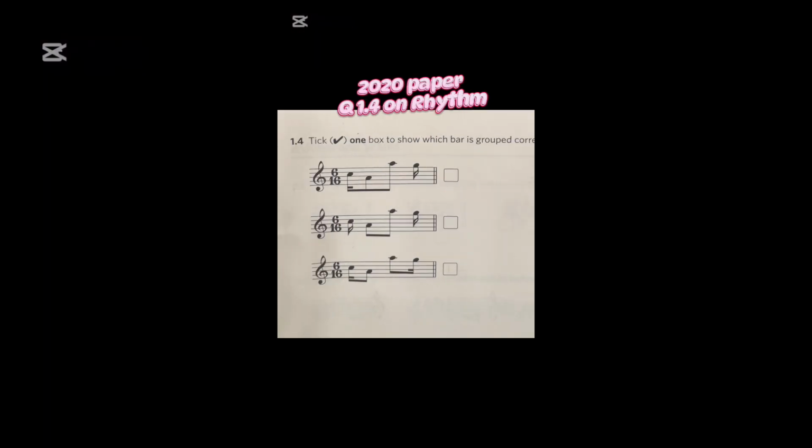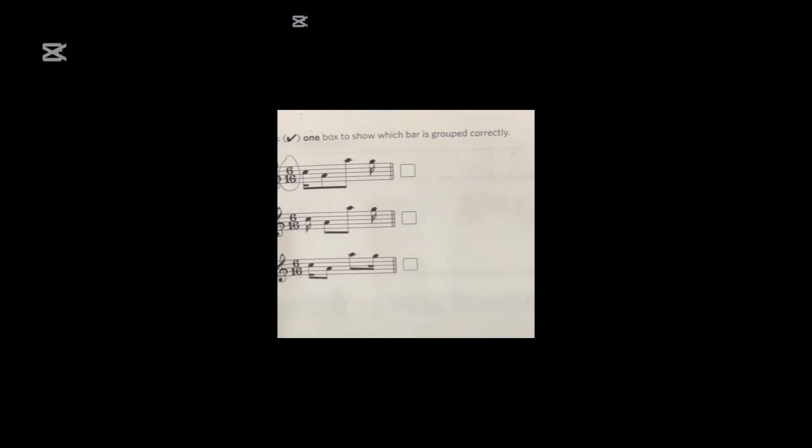This is asking us to tick the box to show which bar is grouped correctly together, and our time signature here is 6/16. So 6/16, if I just scoot over here and show you how that actually looks. The number on top tells us how many beats in the bar, the number on the bottom tells us what kind of beats they are. So there is 6 somethings, and the 16 tells us that they are semiquavers. But it's the grouping of them that's really important.